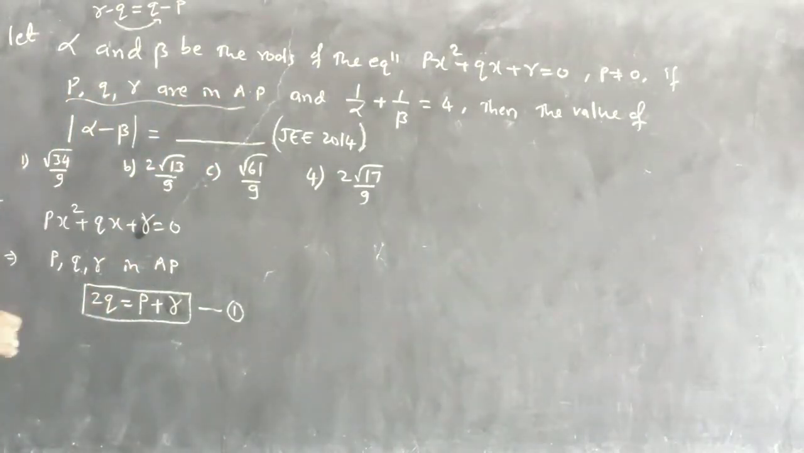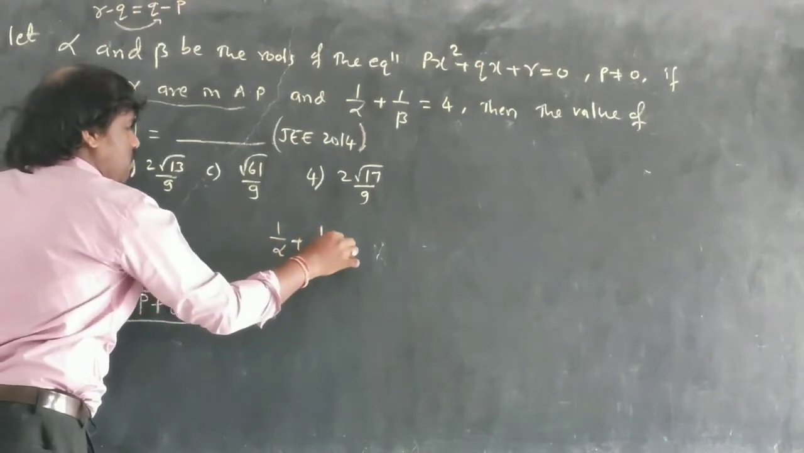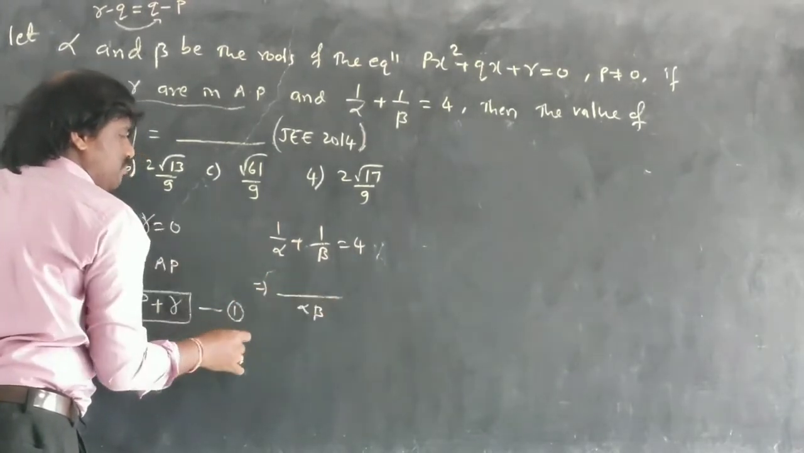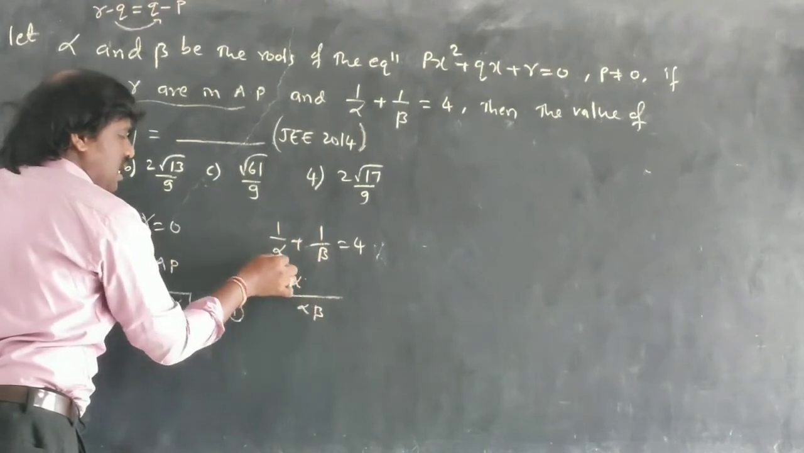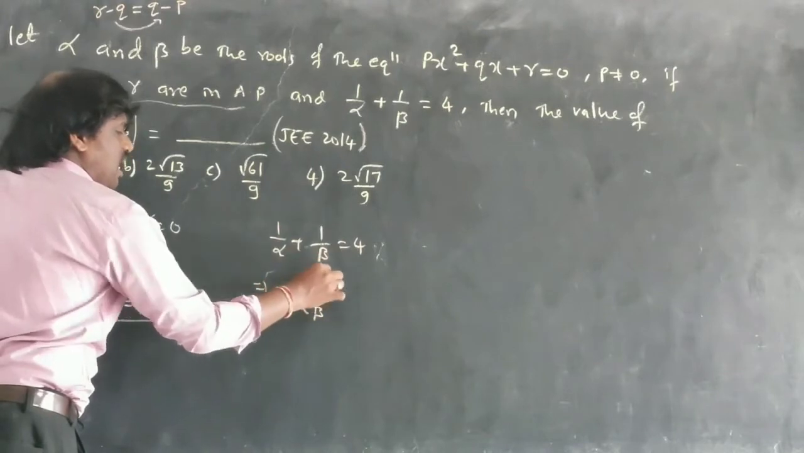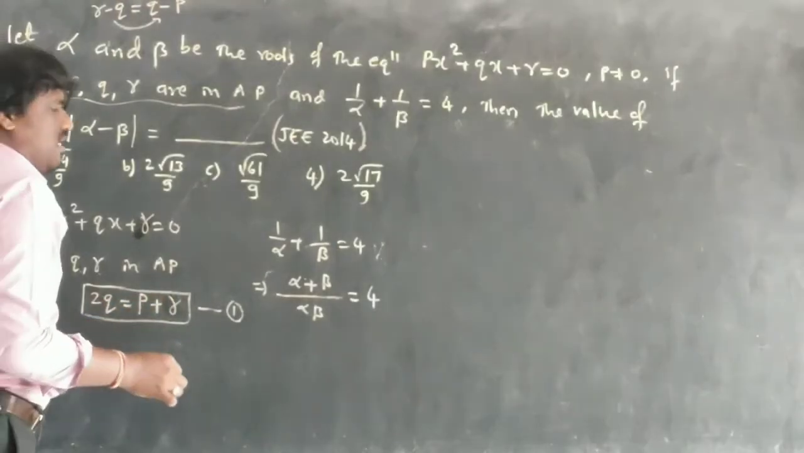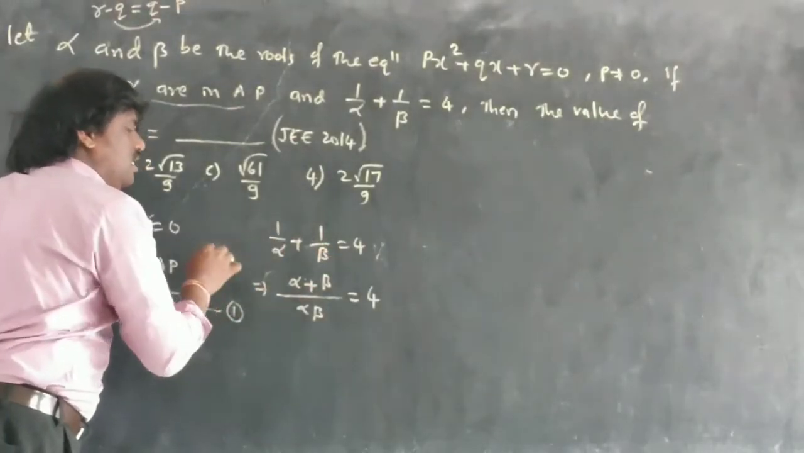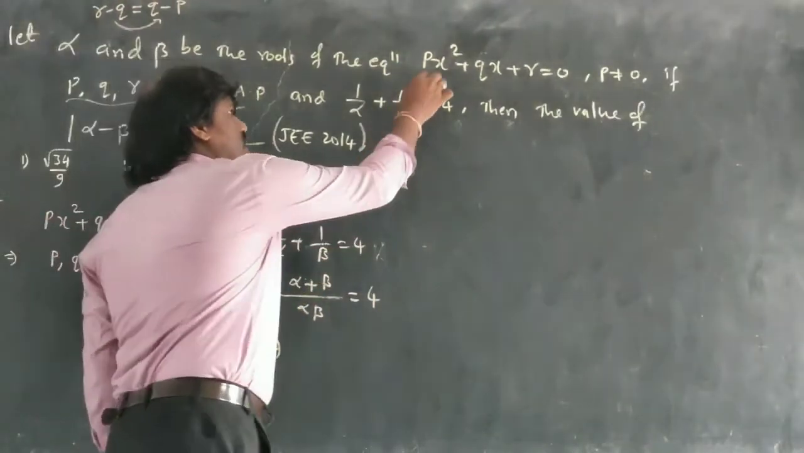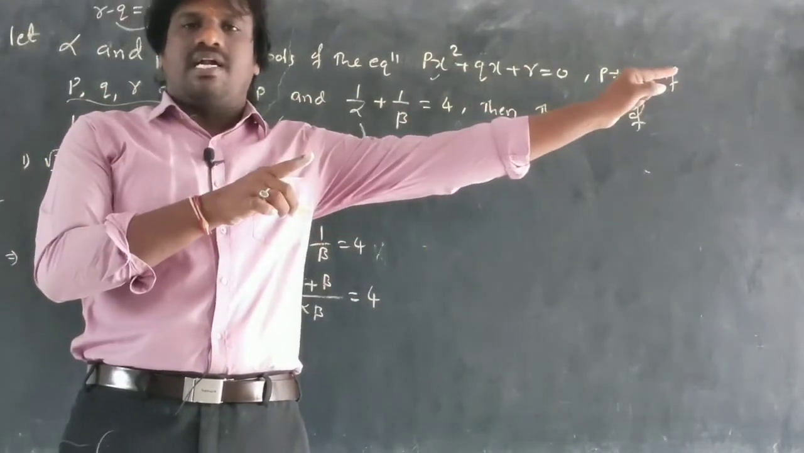And the next condition they gave is 1 by alpha plus 1 by beta is equal to 4. It means, taking the LCM of alpha and beta, I can write it as alpha plus beta by alpha beta, that is equal to 4. Hope you understand what I have done here. I just took the LCM, and you know that alpha and beta are the roots of the given quadratic equation.